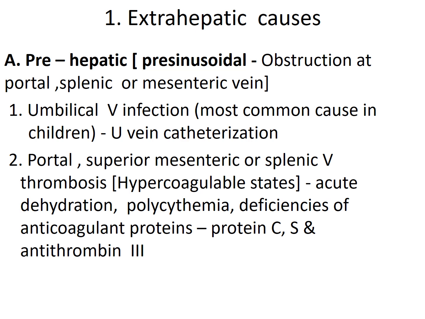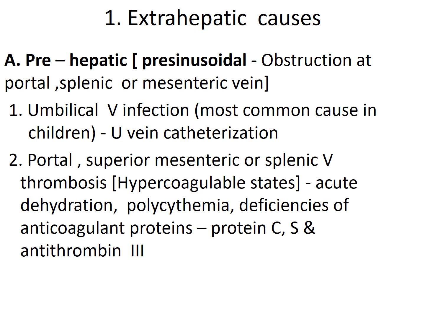So number 1, umbilical vein infection, and this is the most common cause of extrahepatic portal hypertension in case of children, and this occurs due to umbilical vein catheterization during the neonatal period. So you have to be very careful to do the umbilical vein catheterization in the newborn. If infection occurs, then in the long run they might develop portal hypertension.